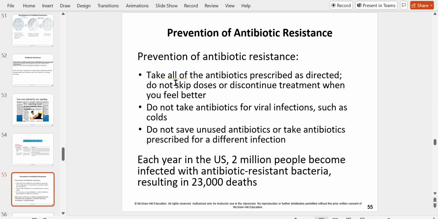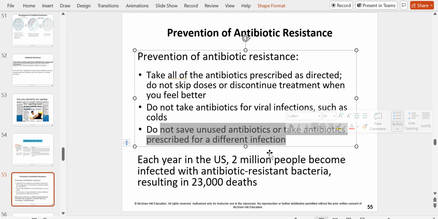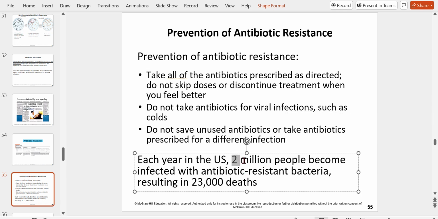Prevention of antibiotic resistance. Take all the antibiotics prescribed. You need to kill all the bacteria. That's why if a doctor prescribes 10 days of antibiotics, you take them for 10, because you've got to get rid of everything that's supposed to be gone. You don't want this thing coming back. You don't want any of these antibiotic-resistant bugs to somehow squeak by. Do not take antibiotics for viral infections. Do not save unused antibiotics or take antibiotics prescribed for a different infection. Each year in the U.S., 2 million people become infected with antibiotic-resistant bacteria, resulting in 23,000 deaths.